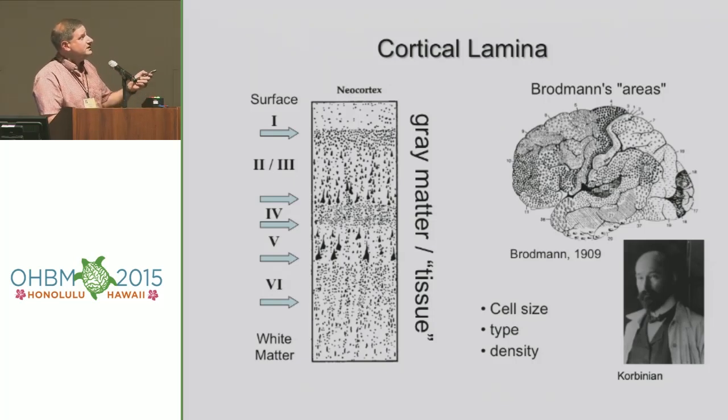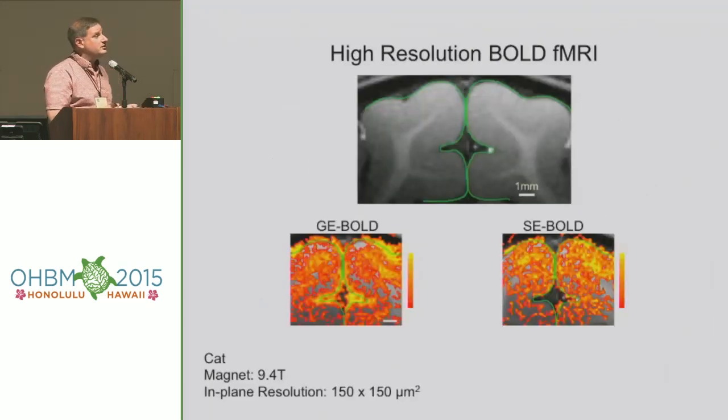So this was actually displayed already during the talk. We know that the cortex is organized in 6 layers, which are defined by different cell size, type, or density. It's the same idea Brodmann used to define these areas. So the question is, can we extract this information and try to relate that to the anatomical information that we get from the fMRI?